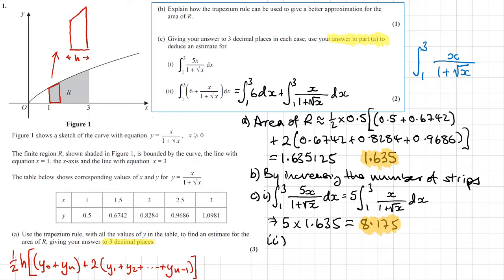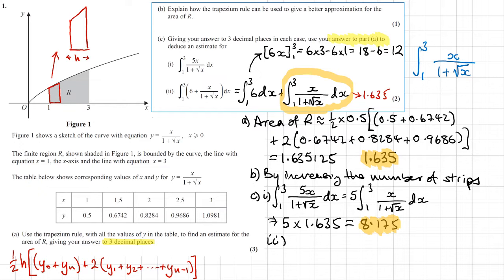Okay, so I've got an estimate for this part here, so I know that is 1.635. So I need to do something with this part here, and that's a very simple integration. So 6 integrated with respect to x will become 6x. My limits are 1 and 3, so that will be 6 times 3 minus 6 times 1. That's going to be 18 minus 6, so that is equal to 12.